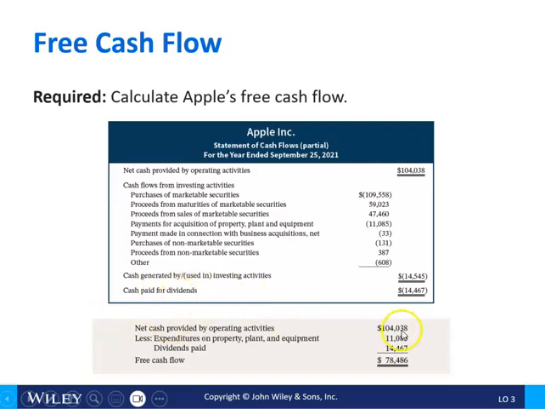But we take our cash provided by operating activities straight from the statement. We're going to subtract expenditures on property, plant, and equipment. So the $11,085, we see that here, payments for acquisition of property, plant, and equipment. And then we subtract dividends paid. That's from the financing section. And we get free cash flow of $78,486.